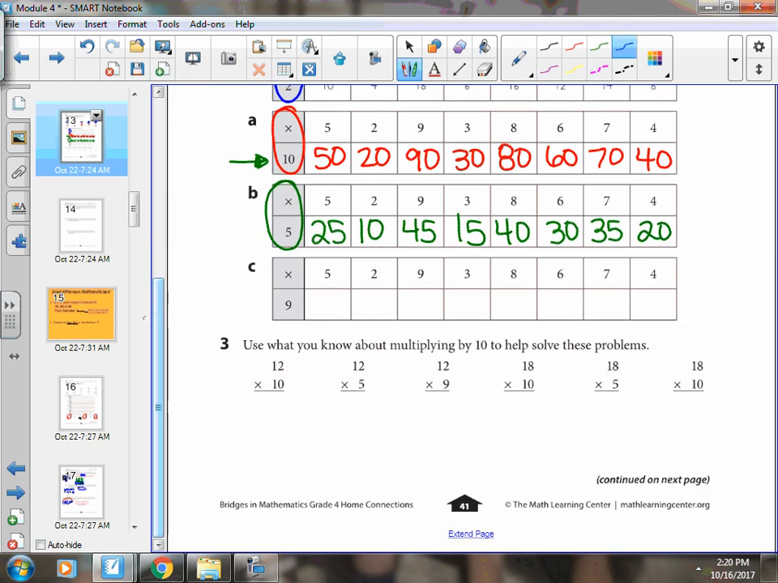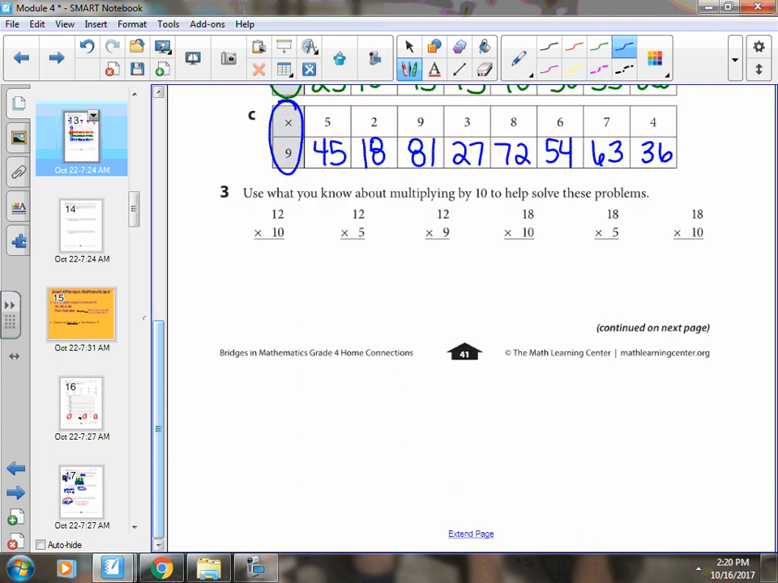And letter C, multiplying by 9. 5 times 9 is 45. 2 times 9, 9 times 9, 3 times 9, 8 times 9, 6 times 9, 7 times 9, and 4 times 9. Number 3 says, use what you know about multiplying by 10 to help solve these problems.